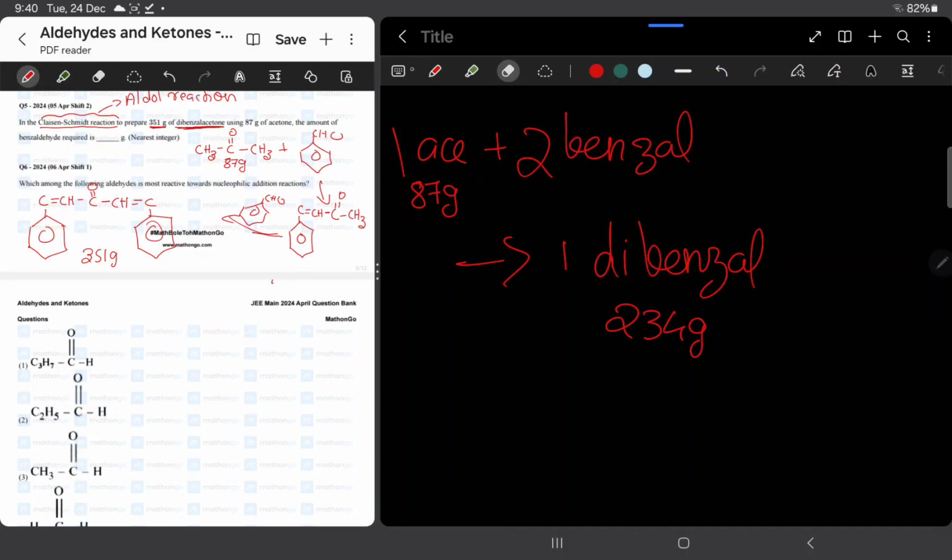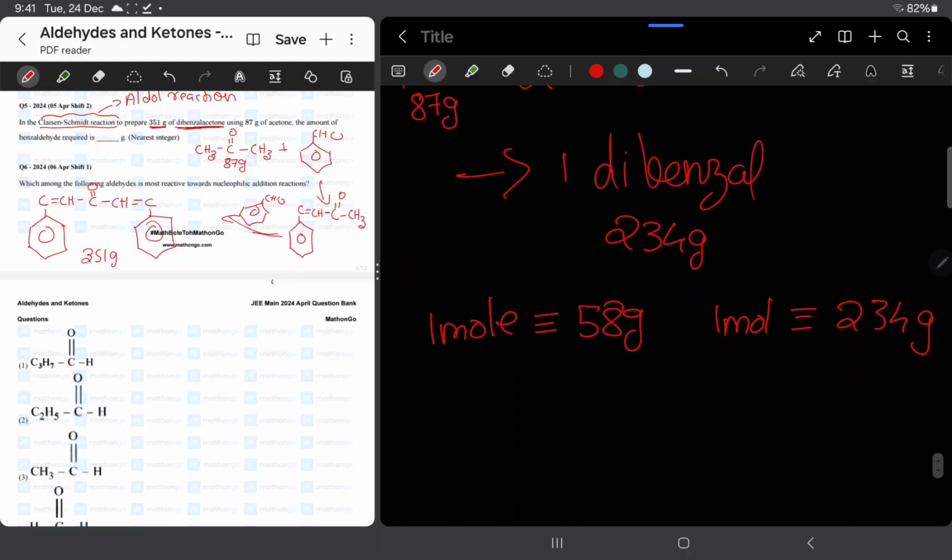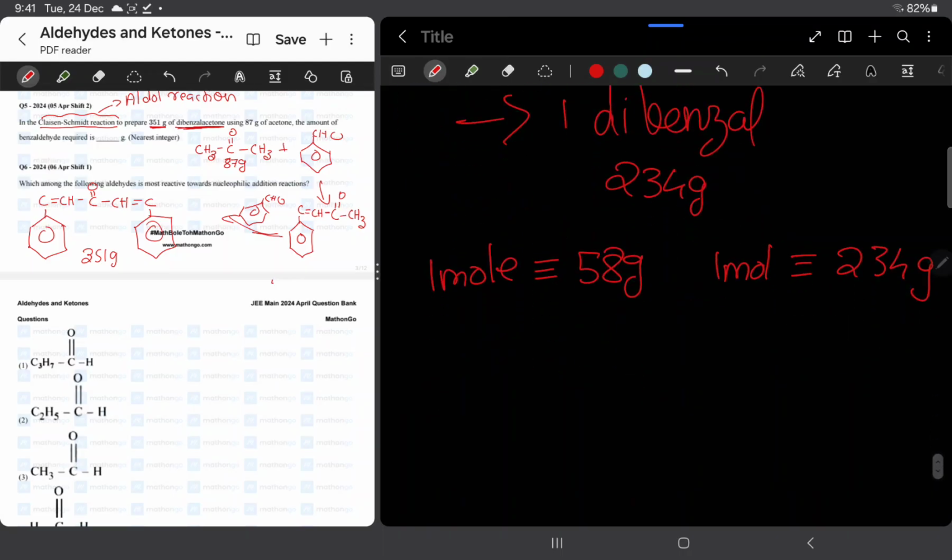Okay, so it's told that 1 acetone plus 2 benzaldehyde gives 1 dibenzyl acetone. Here 87 gram of acetone is used. If 1 mole of acetone, that is 58 gram, is used, we get 1 mole, that is 234 gram of dibenzyl acetone. So here we are using 87 gram. So 87 gram of acetone is equal to how many moles? 87 by 58 moles.